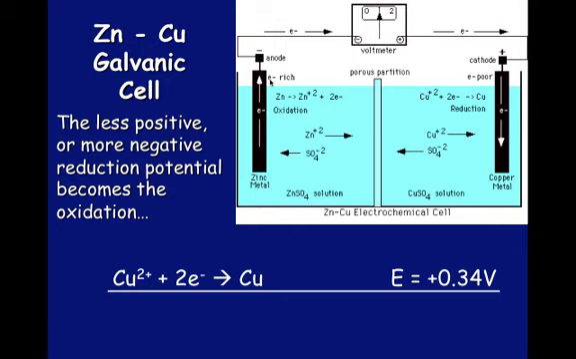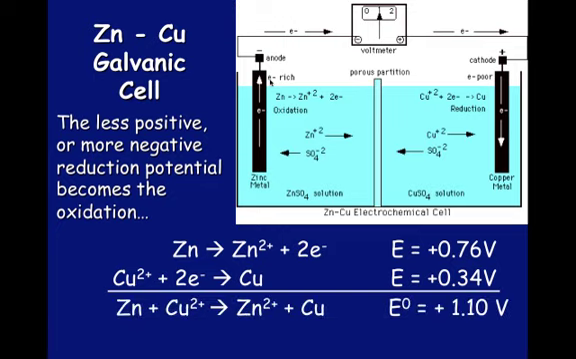So as we said, less positive, more negative, and here we go. Zinc has been flipped, and the cell potential of zinc went from a negative 0.76 to a positive 0.76. And then the overall cell potential, you just add them up.